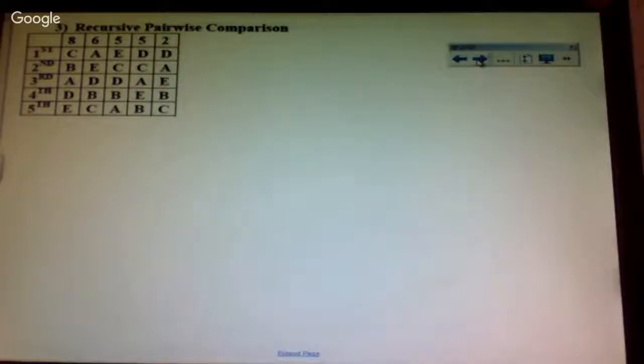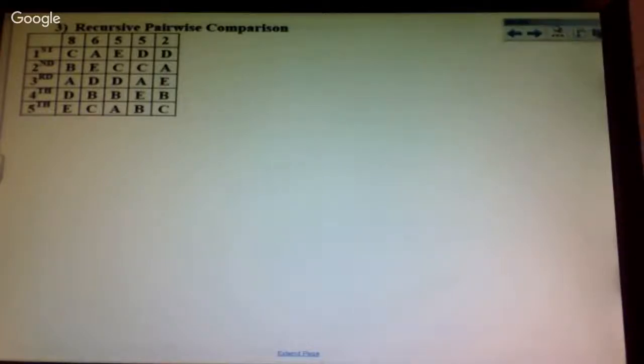The last one, recursive pairwise. So everything starts out from the beginning the way it always is. We need to put in all of your matchups.